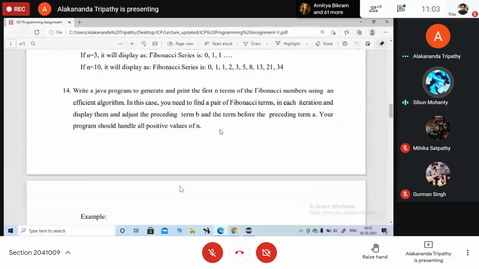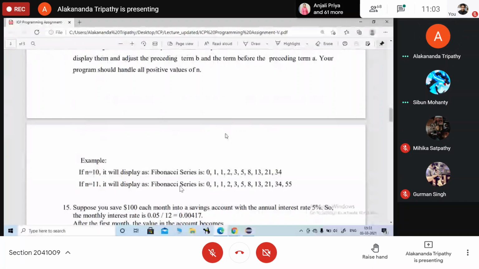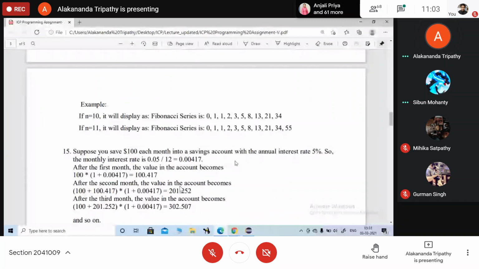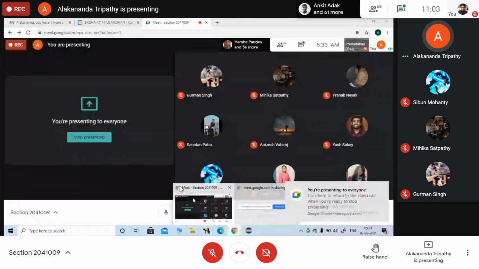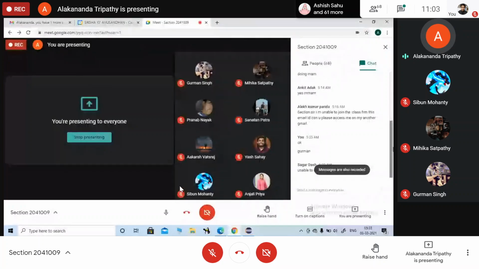मैम क्वेश्चन 14 में पेयर वाइज फिबोनाची सीरीज चाहिए. हाँ हाँ, पेयर वाइज निकालना है. You need to find out pair wise. Okay मैम. Unable to do question. Yes, I will do it.